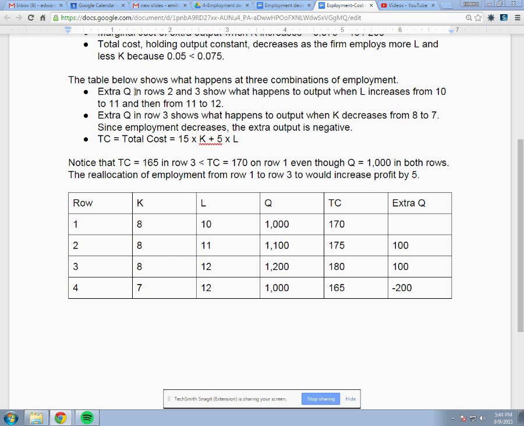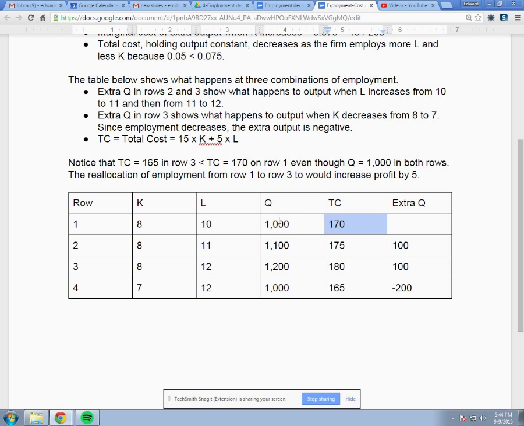Let's start with row number 1. Row 1, we start off with K is 8, L is 10, and we'll assume quantity is 1,000. Given the assumptions about the wages, this means that total cost is 170. So now the question is, can I produce 1,000 units of output at a lower total cost than 170?